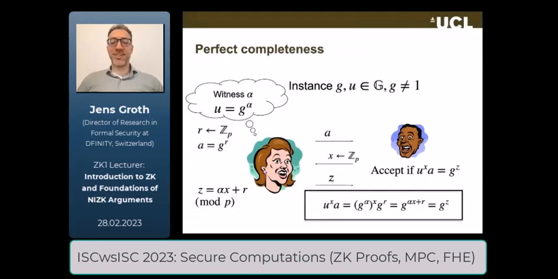So here's my own answer. For completeness, again, basically you plug in the numbers and see u to the x times a is the same as g to the alpha to the x times g to the r, and that's g to the alpha x plus r, and alpha x plus r is z, so therefore the verifier accepts.